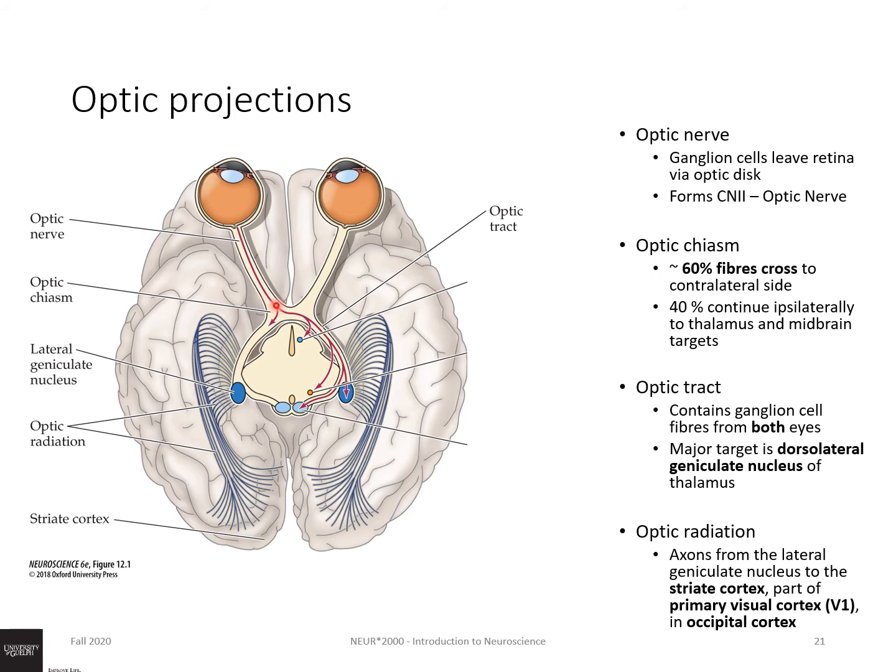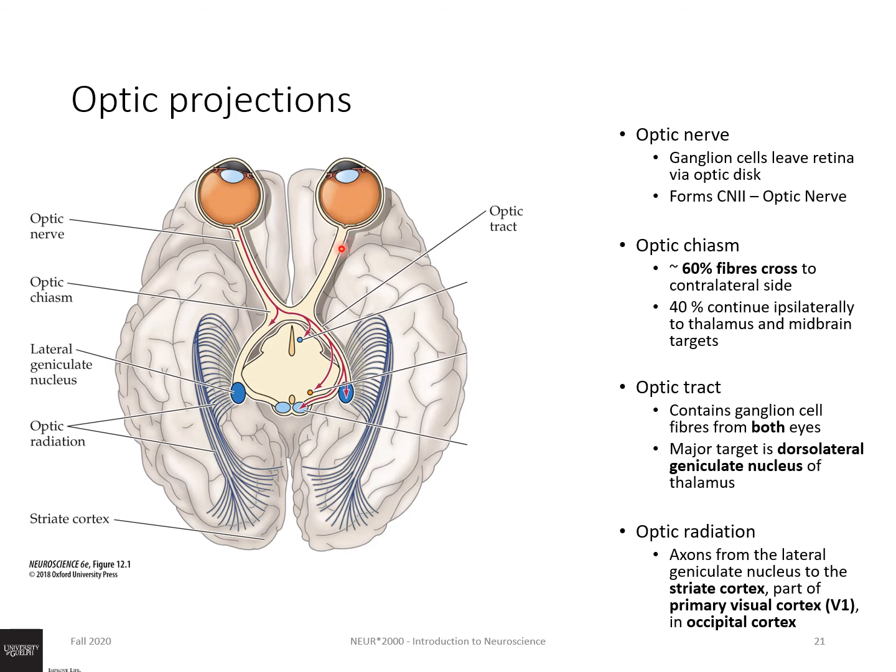So about 60% of fibers leaving the eye cross at the optic chiasm and innervate contralateral brain areas, so the other side of the brain. Let's see. Along the optic tract, these contain ganglion cells and fibers from both eyes. So we've got 40% remaining ipsilaterally, 60% crossing contralaterally. This happens from both eyes.